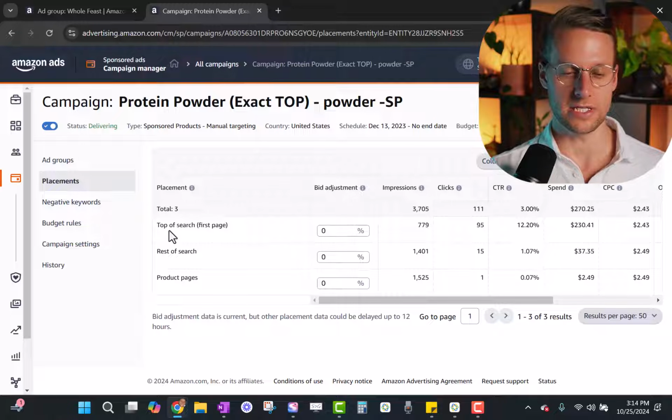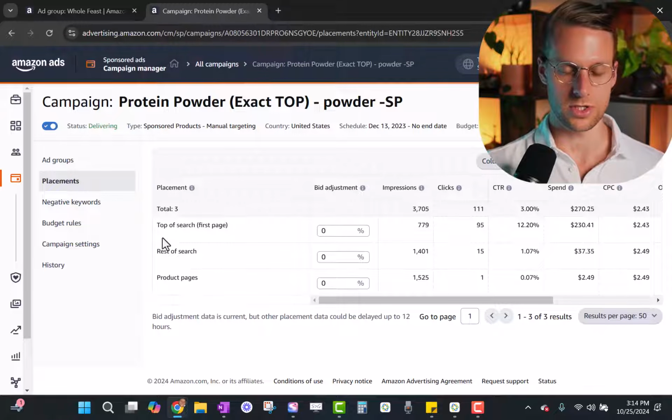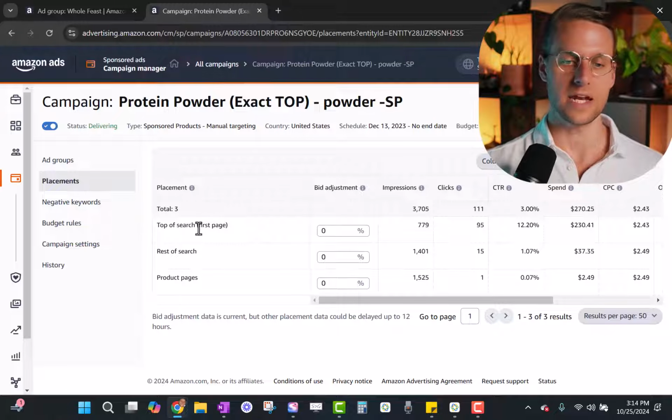And there's three main places Amazon shows ads: top of search on search page, rest of search, and product pages. Top of search is right at the top as soon as somebody searches a term, usually before they even scroll. That gets the highest click-through rate by far, and it gets a high conversion rate, but it's also the most expensive. Rest of search is everywhere else in search.